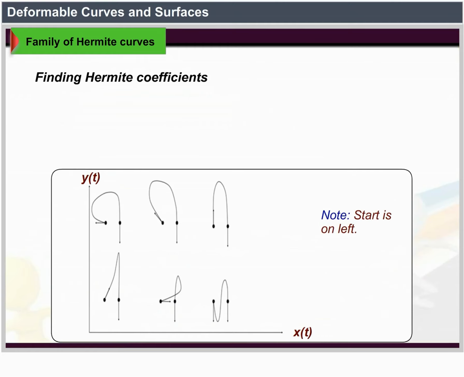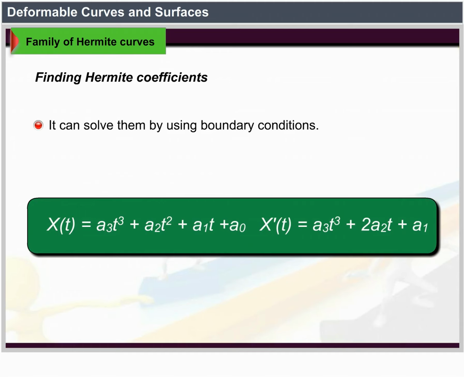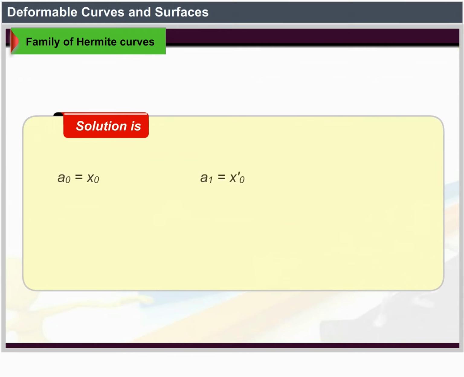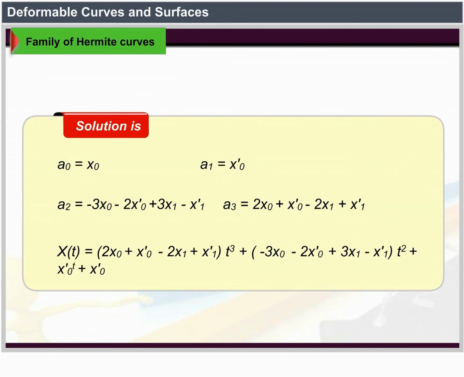Finding Hermite coefficients. We can solve them by using the boundary conditions x of t equals a3t cubed plus a2t squared plus a1t plus a0. X dash t equals 3a3t squared plus 2a2t plus a1. This problem can be solved by the solution now seen on screen.